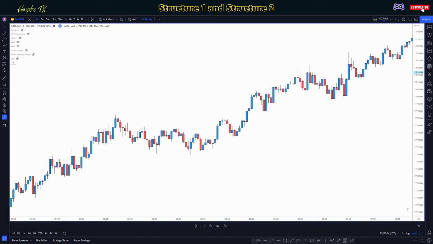Okay, so that's what I mean by first and second structure. It's the closest structure to current price, and then the second most recent structure. I think that's going to be a fairly quick summary of what I'm looking for. I'll go into a bit more detail on the different pullbacks and how we can trade this. But in general, that's structure one and structure two.